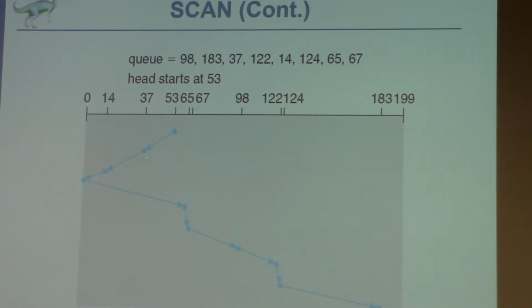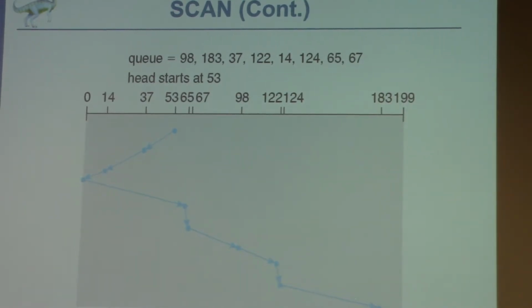You can measure it as 53 to 0 plus 0 to 183. Do not calculate each piece, it will be a disaster. Please do not calculate each end. Please be smart. If you understand the algorithm, you can easily get the total moving distance. So 53 to 0, then 0 to 183. So this is scan.